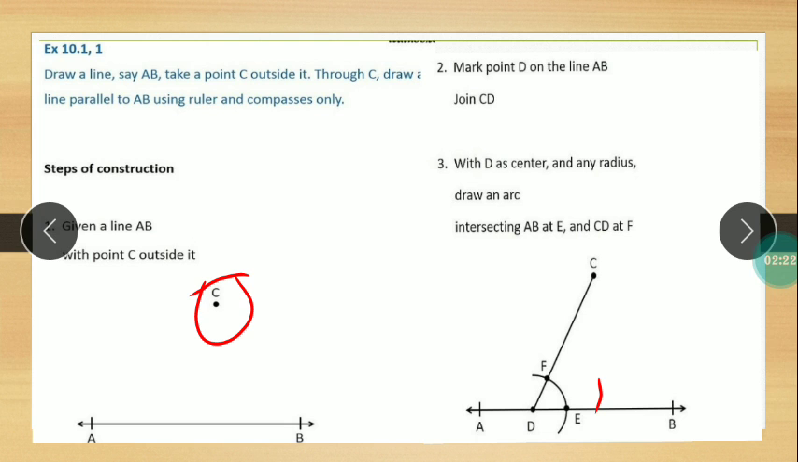Now using these two properties, the corresponding angle property and the alternate interior angle property, we can construct a pair of parallel lines. By constructing two equal alternate interior angles or two equal corresponding angles, we can construct parallel lines. So first one: draw a line, say AB, take a point C outside it, and through C draw a line parallel to AB using ruler and compass only.